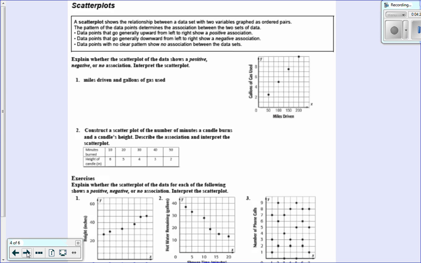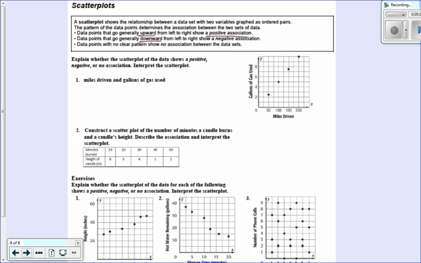So a scatter plot shows a relationship between the data set with 2 variables graphed as ordered pairs. The pattern of the data points determines the association between the 2 sets of data. Okay? And so when they're talking about 2 sets of data, if you look at the graph and read what the X and Y label represents, so right here we have miles driven, and then we have gallons of gas used. Okay?